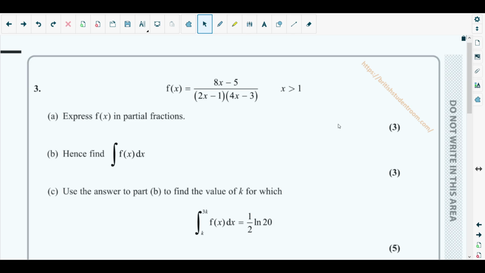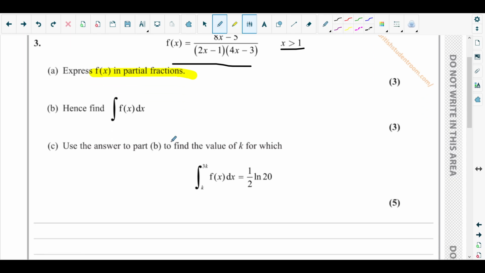In question number 3, you can see a fractional function f of x is given there, which is 8x minus 5 over (2x minus 1) times (4x minus 3), where the range of values for x is given, x greater than 1. The first question asks us to express f of x in partial fractions.